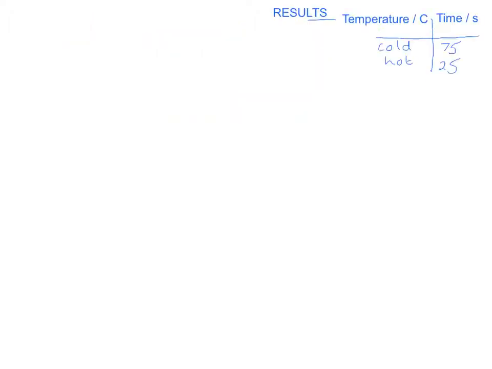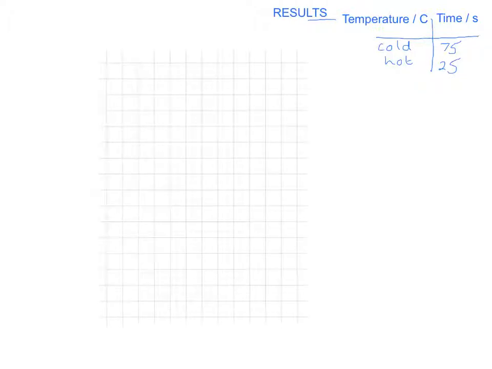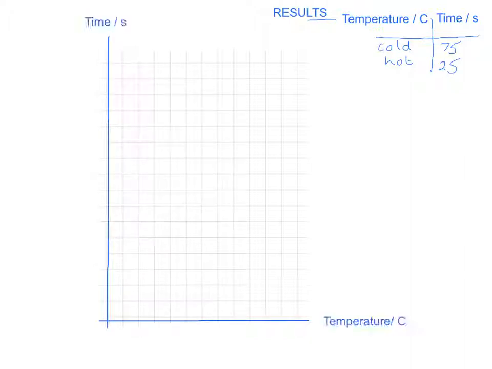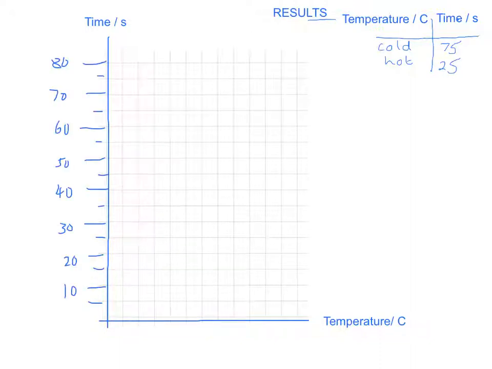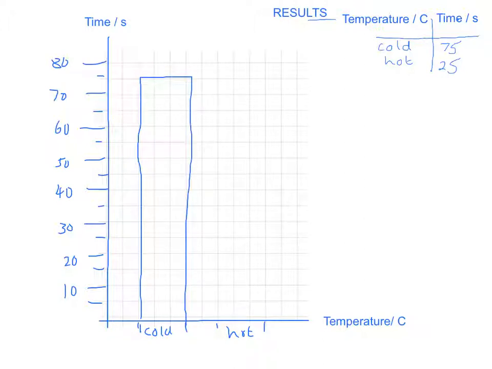The next task is to plot a graph of these results. Mark out an axis with a pencil in both directions. Label each scale. Mark out the vertical scale for time, with each gap standing for 5 seconds. Next, we indicate where the bars on our graph are going to be. Finally, we try and get the height of our bars correct. So cold has to reach 75 seconds, and hot will be 25 seconds.